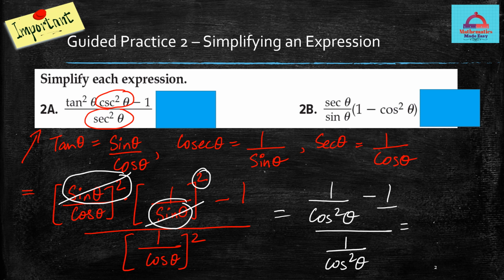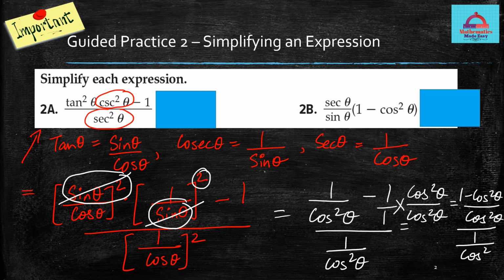Now I will take LCM because I want to make the denominator equal. So I multiply up and down with cos square, and in the next step things are going to reduce for me. So the final thing I get is 1 minus cos square theta over cos square theta divided by 1 over cos square theta. Now I'm quite sure you'll be able to identify that this whole thing cancels. So we are just left with 1 minus cos square. And again, I can use the Pythagorean identity, which tells you sine square theta is 1 minus cos square theta. So your final answer for this question would be sine square theta.